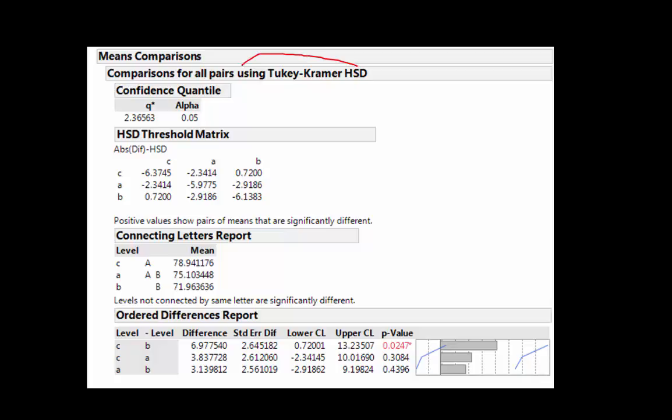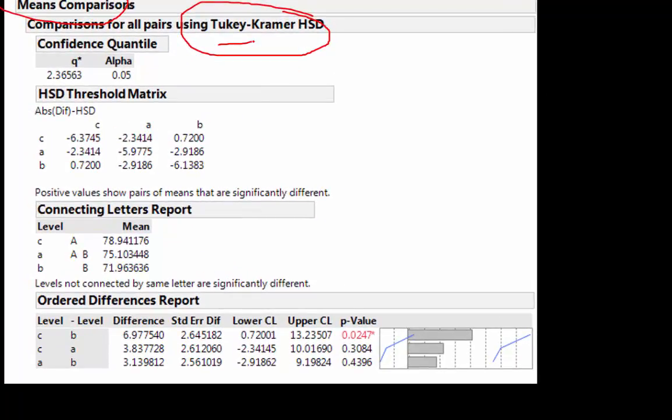Which one? If we go to the means comparisons and say use Tukey, and then again I think this is a pretty easy one to interpret. Look for ordered by significant p-values, and this would say there's a difference between B and C. That's it.